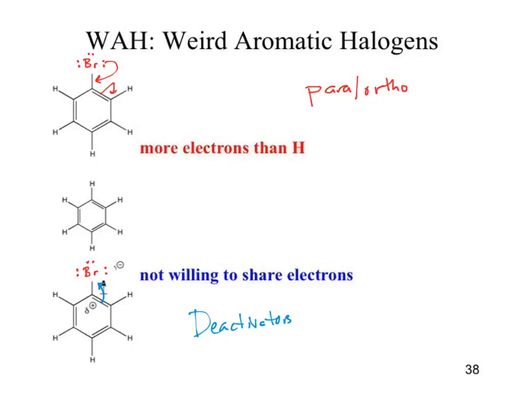If atom X has more electrons than hydrogen and it's not a halogen, it's an activator, para-ortho directing. If atom X has less electrons than hydrogen, it is a deactivator and meta-directing. If it is a halogen, it deactivates and it goes para-ortho. The halogens are just weird. They do both. Everything else categorizes very, very nicely into either a deactivator or an activator.